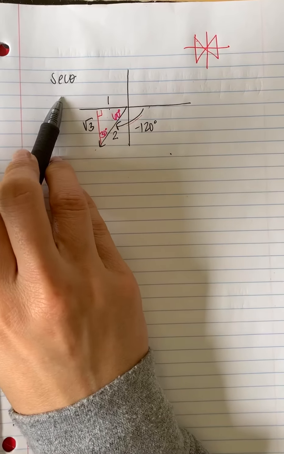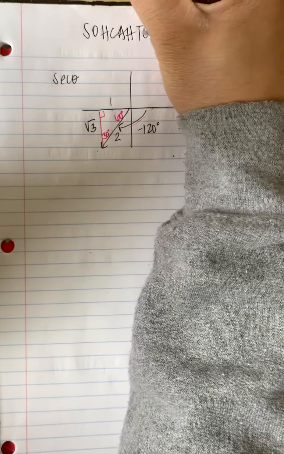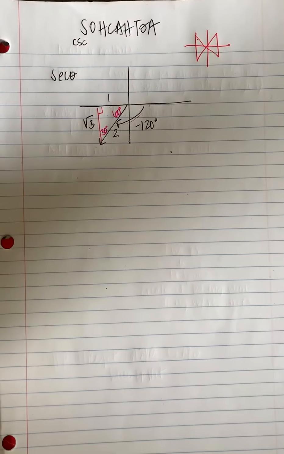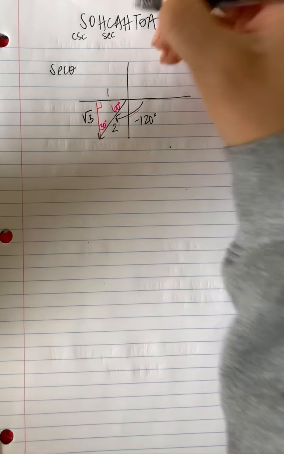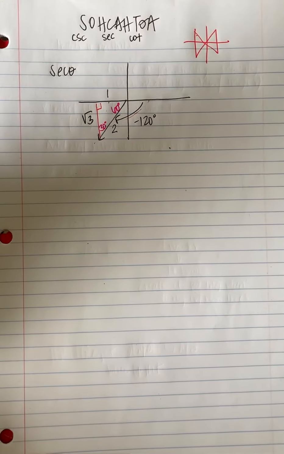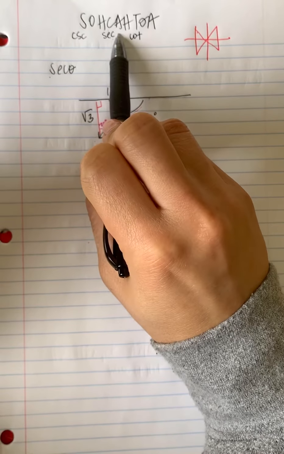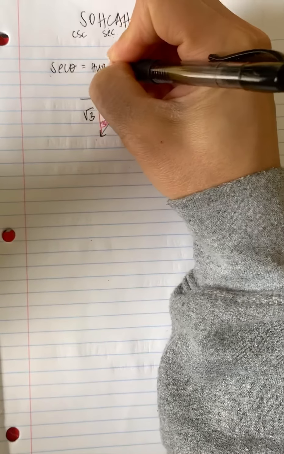Now the question is asking you to find secant theta. So remember, in SOHCAHTOA, sine belongs with cosecant, cosine belongs with secant, and tangent belongs with cotangent. So if you look here, secant belongs with cosine. So instead of adjacent over hypotenuse, secant is hypotenuse over adjacent.